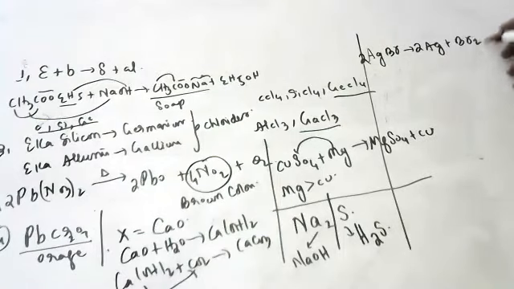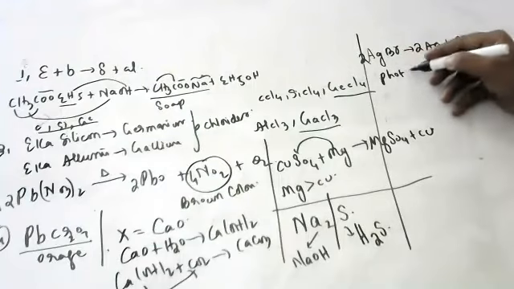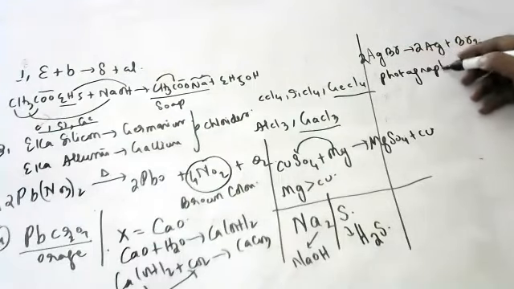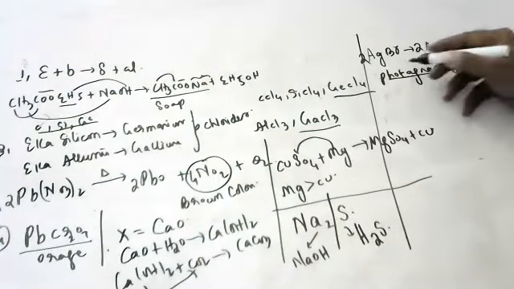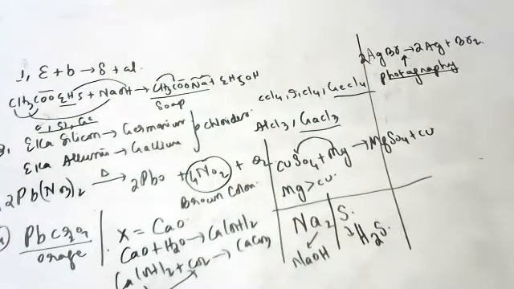Silver bromide. Where is it used? In photography, children. In older days, when we didn't have digital cameras and they were using rolls and negatives, they used to use silver bromide. That is a photographic reaction.